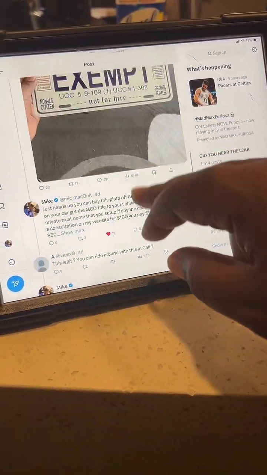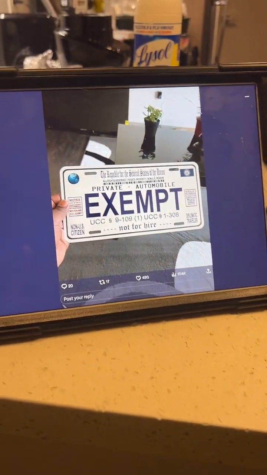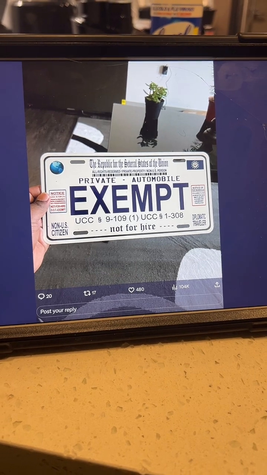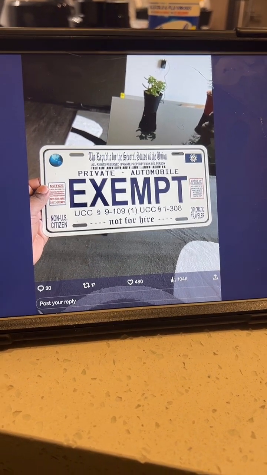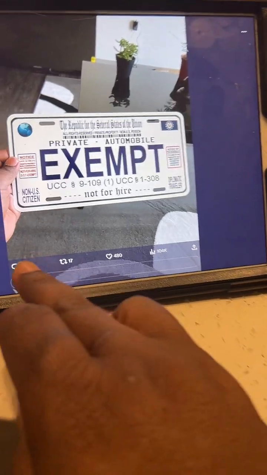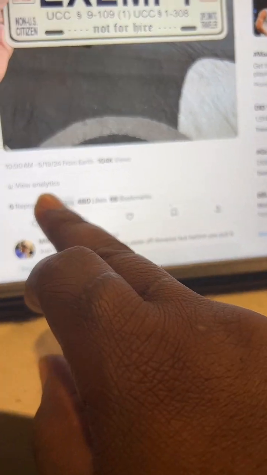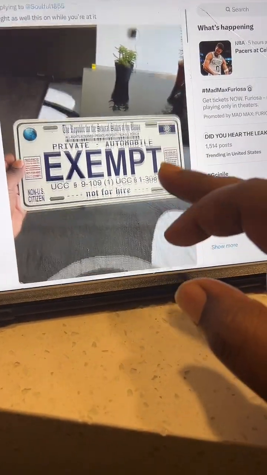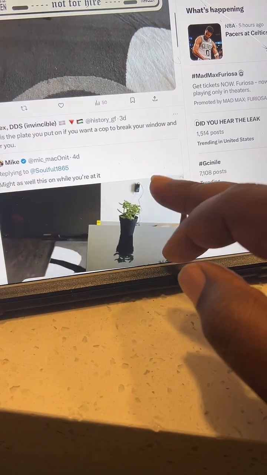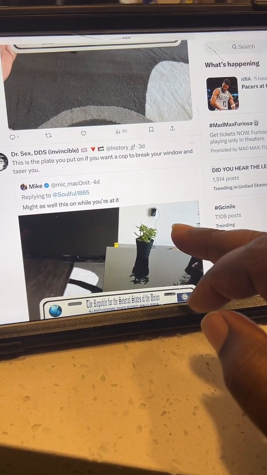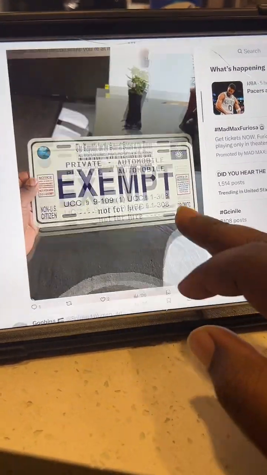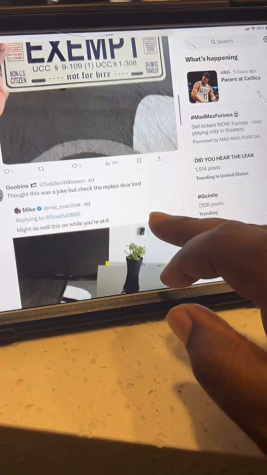Hold on, let me go to it. So look, I uploaded this. It got over 17 retweets, 480 likes, and 20 comments. And then I got people who are, you see where it says 11 quotes? People just talking nonsense. It says this is the plate that you put on if you want a cop to break your window and taser you. You see how people just talk shit?